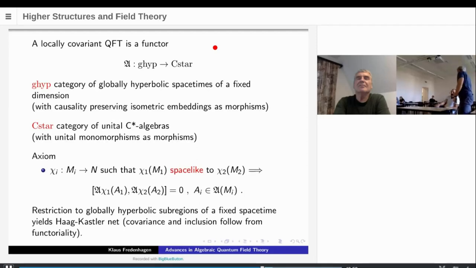Can you explain a little bit how covariance follows from this? It's not very intuitive at first.